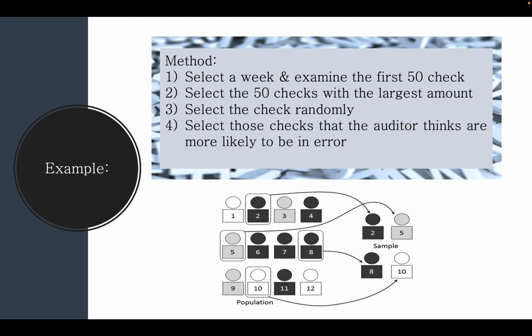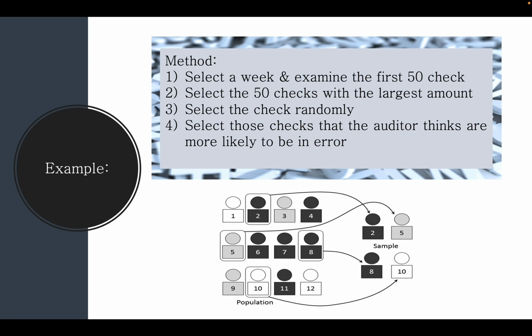Next, select the checks randomly. Random selection involves using a statistical or random process to pick 50 checks from the entire population without bias. It is a common approach when the auditor wants to minimize the potential for manipulation or favoritism.